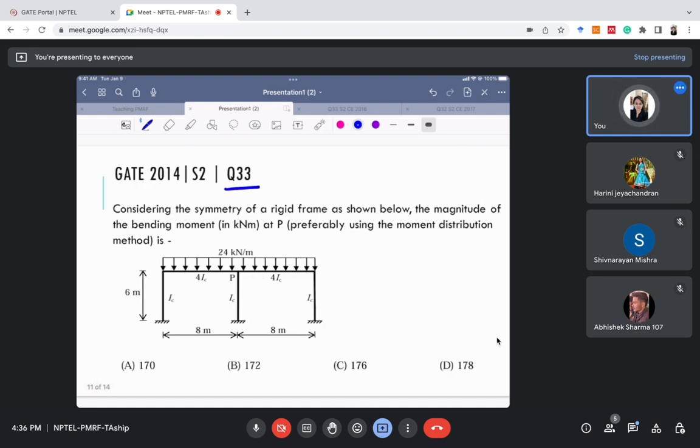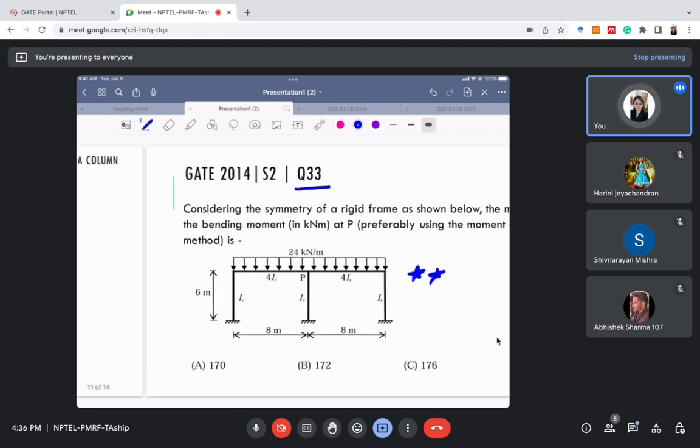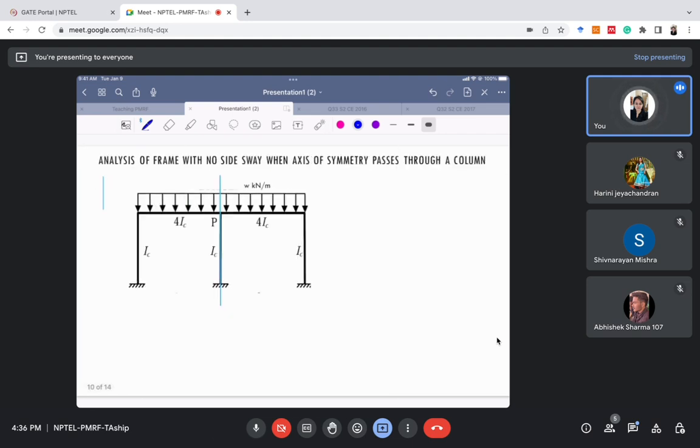So this is a very complicated looking frame. They are asking to find the value of moment at P. This is a special case. If you're maintaining some diary or notes, please mark this as a special case. This comes under the topic: analysis of frame with no side sway when the axis of symmetry passes through the column. So it's a special case.